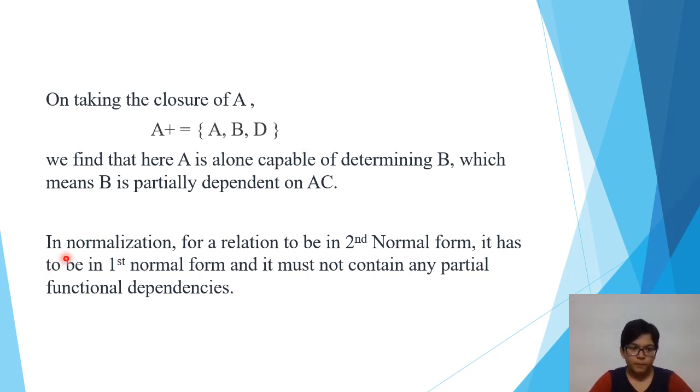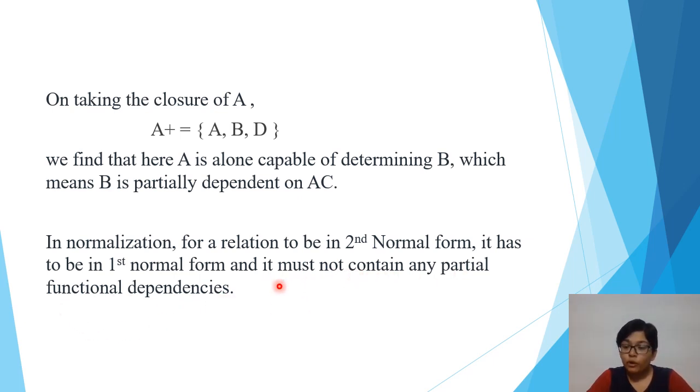It usually comes in normalization. See, in normalization, there are mainly six normal forms: first, second, third, BCNF, fourth, and fifth. In the second normal form, there is a condition for a relation to be in second normal form: it has to be in first normal form. And what is the other condition? That it must not contain any partial functional dependencies.